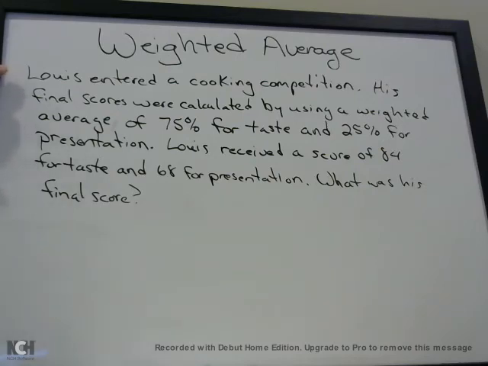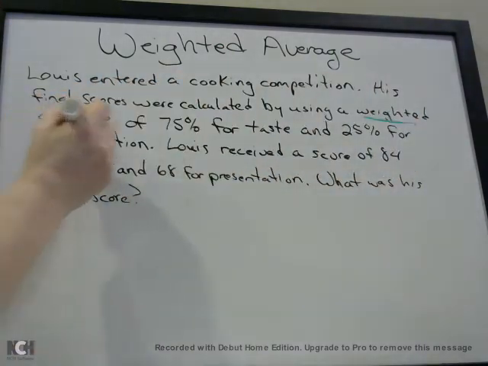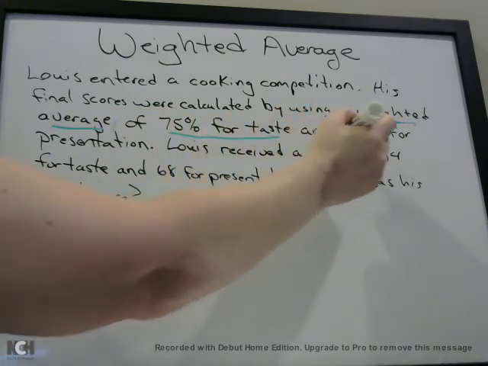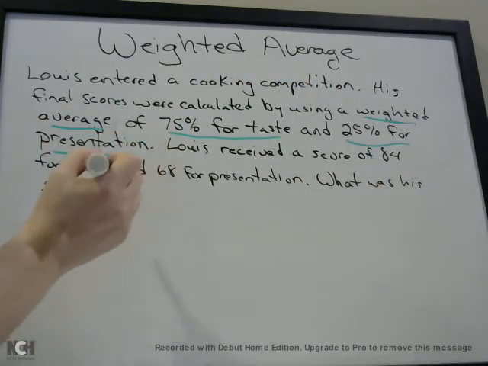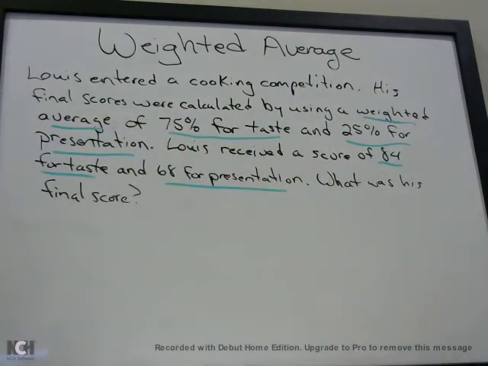Lewis entered a cooking competition. His final scores were calculated by using a weighted average of 75% for taste and 25% for presentation. Lewis received a score of 84 for taste and 68 for presentation. What was his final score? So here's a lot of words, right? But all you really need to know is that you're going to use a weighted average, 75% for taste, 25% for presentation. He got an 84 for taste, 68 for presentation. That's what's important in this problem.